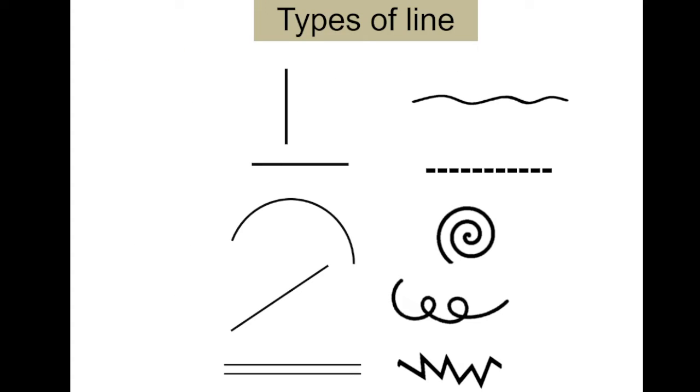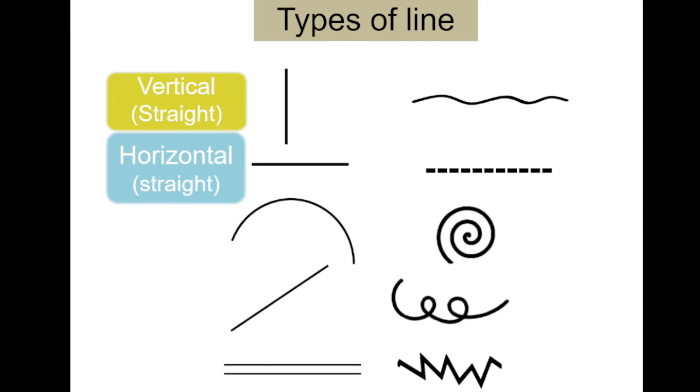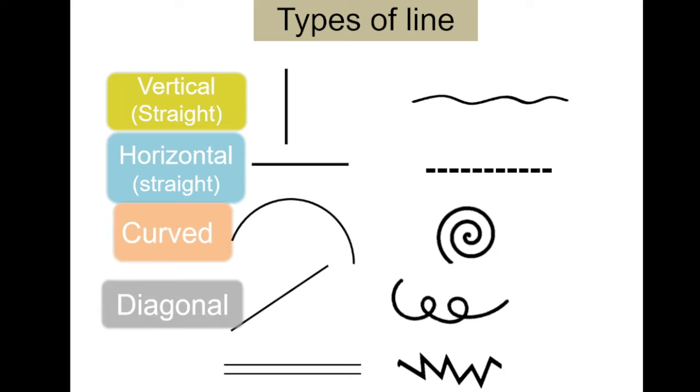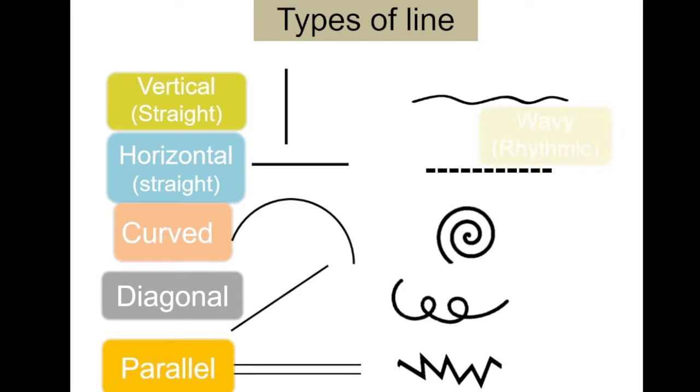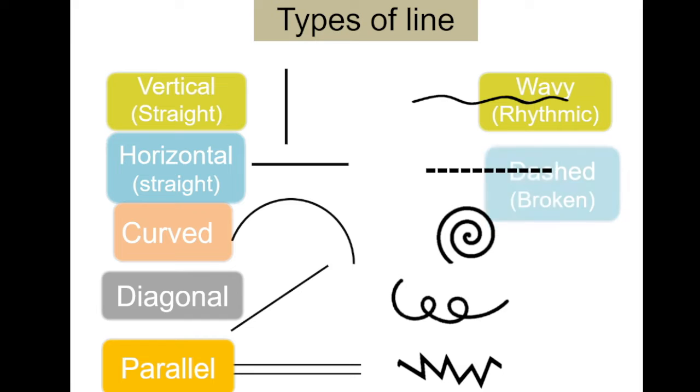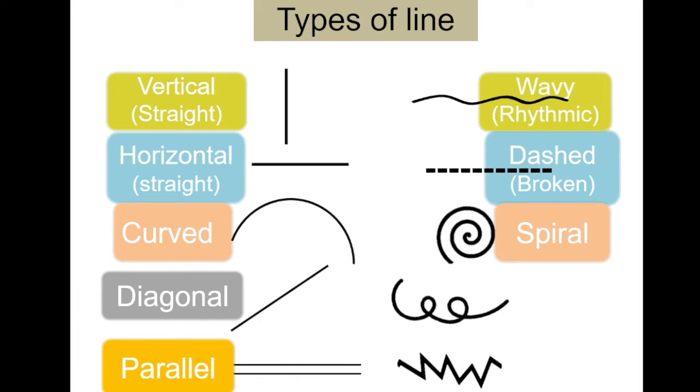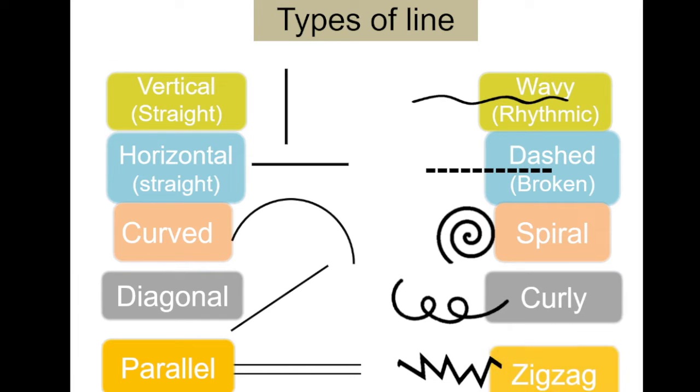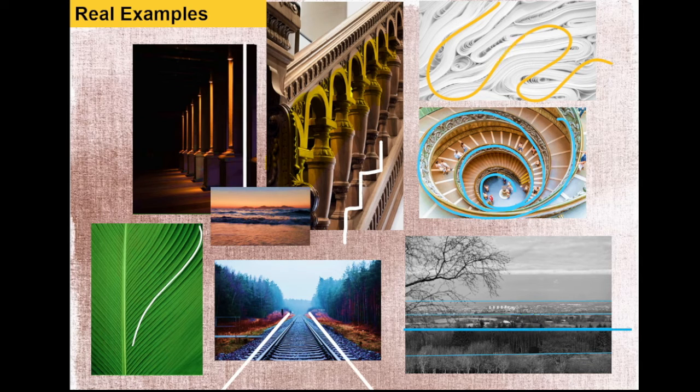So here are different types of line. First we have vertical line, then horizontal, curved, diagonal line, parallel line, wavy or rhythmic line, dashed or broken line, spiral line, curly and zigzag lines. Here are a few examples of line. Lines can be seen everywhere. You can identify vertical, horizontal, parallel, curly, and rhythmic lines in real objects around you.